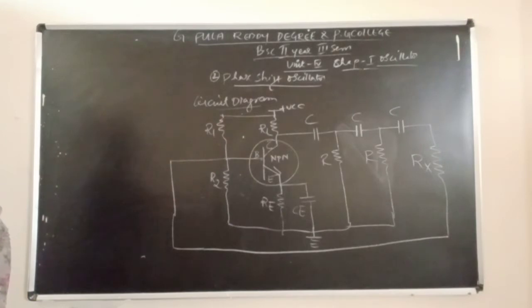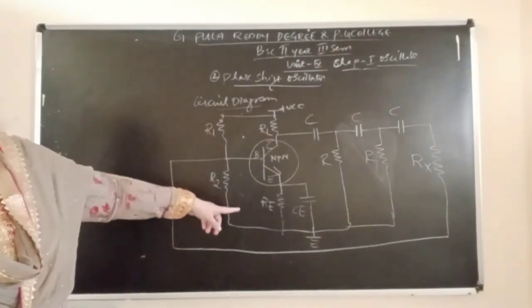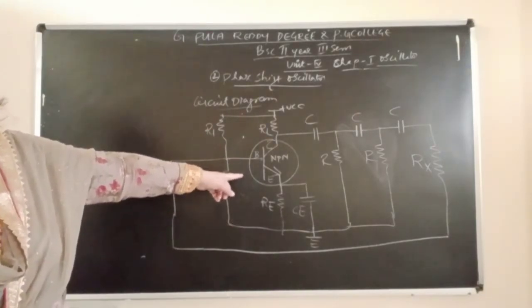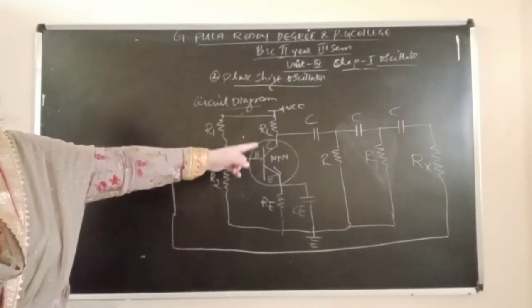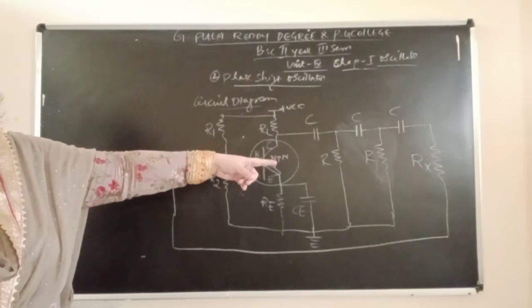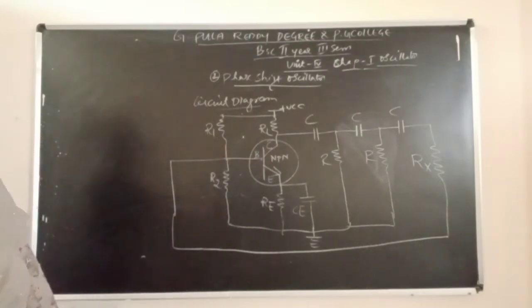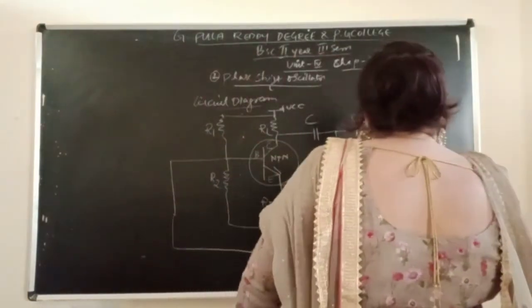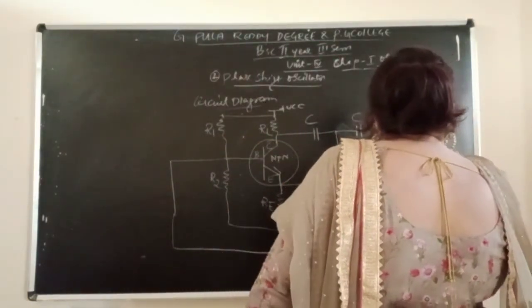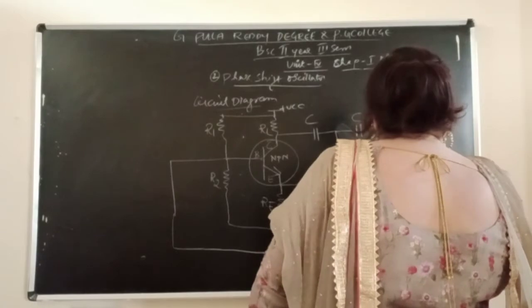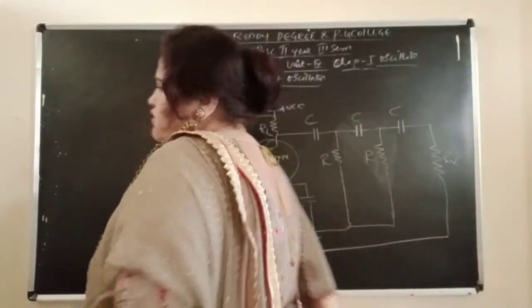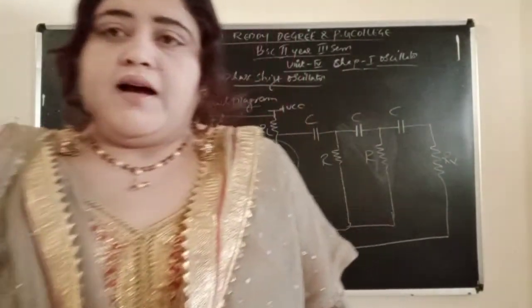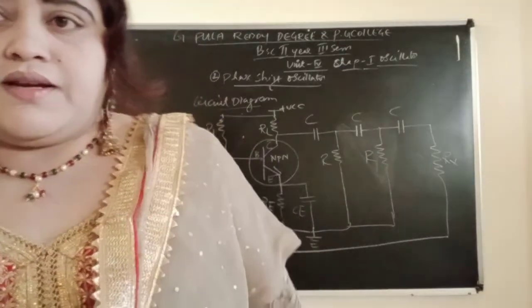The components are resistors R1, R2, RE, CE, the transistor, then the resistors and capacitors CR, CR, CR, and then the final resistor. What is it? RC. The final resistor is RX. This is your circuit diagram of the RC phase shift oscillator.